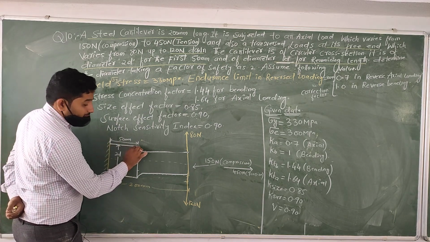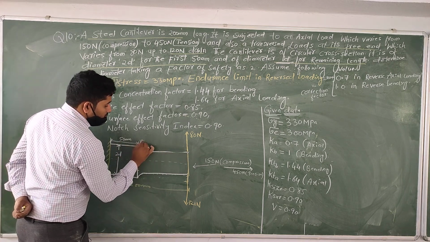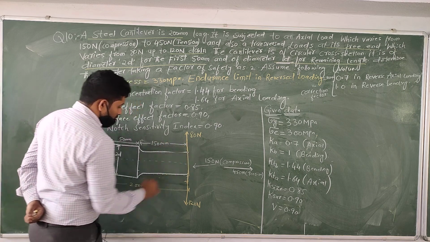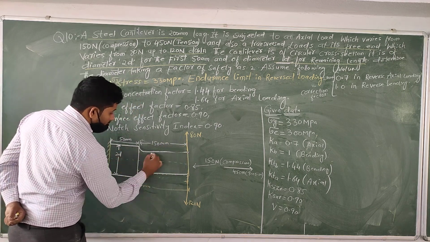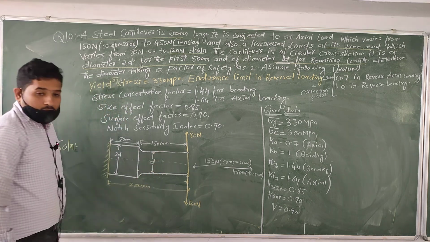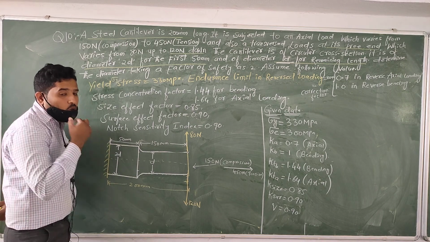Then let us see over here. From here to here, length is how much is there? 50. The remaining length should be how much? 150 mm length. So this one we can say as 2D, and this diameter we can say as D. The total length of this specimen of the cantilever beam is 200 mm.